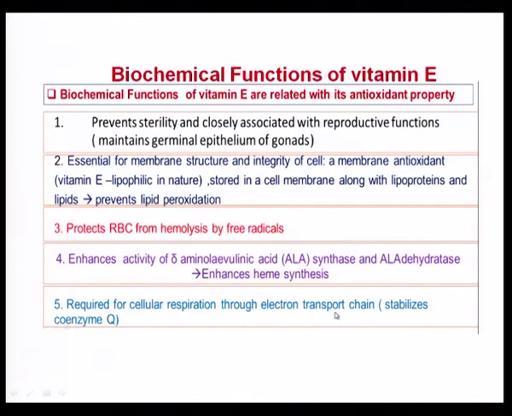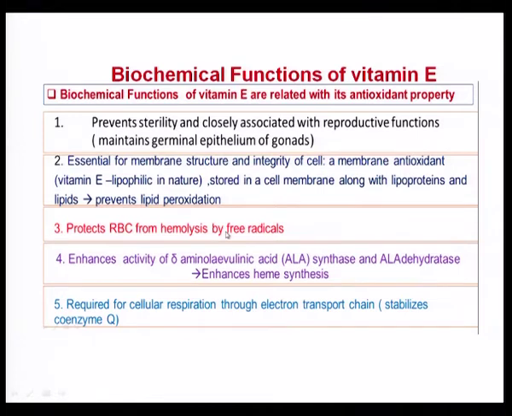So you see over there, when you talk about membrane labile nature, and especially for RBC, it's quite common. So it protects RBCs. If the RBC membrane gets damaged, what will happen? There would be hemolysis. So what do you mean by hemolysis?